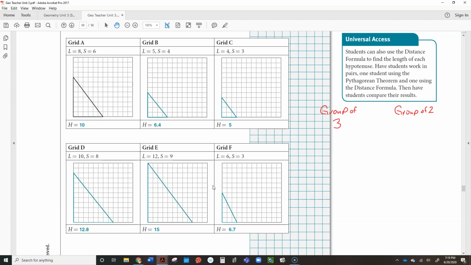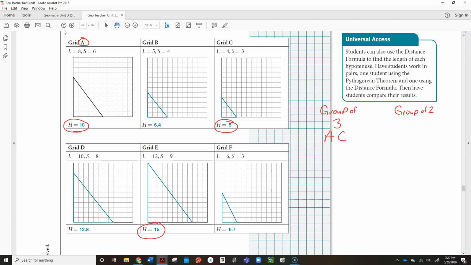Okay, I can identify the group of 3 really quickly, and that's the ones that are 3, 4, 5 triangles. You can recognize that they are similar. So let's see which ones it is. It's grid A, A and C. The reason I can recognize them so quickly is because they're the only ones that came out with integer answers. Notice that all 3 of the numbers are integer values.